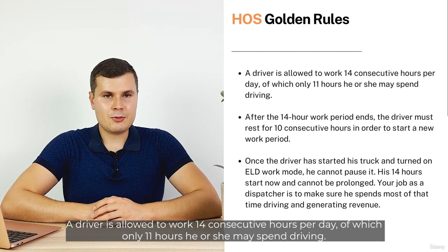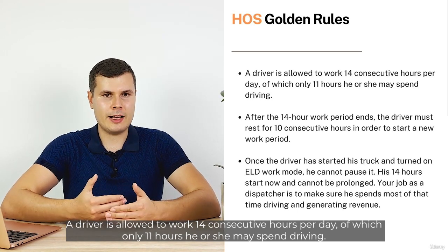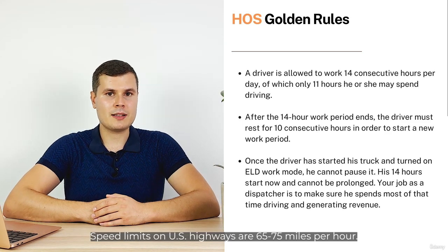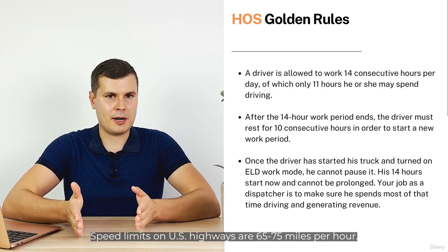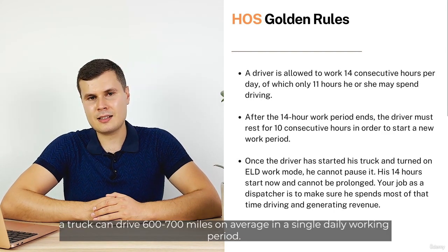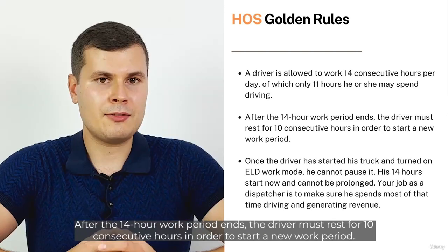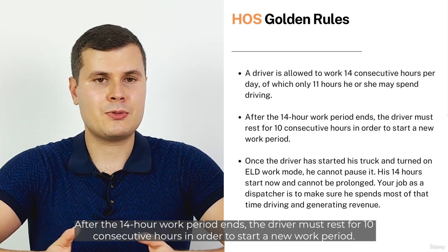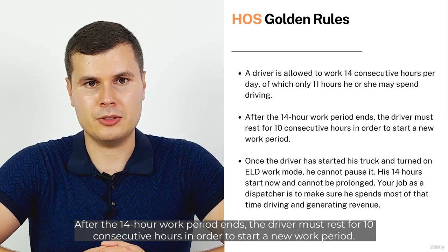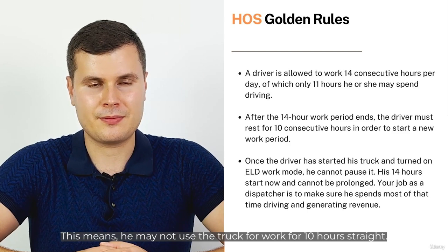Let's go. A driver is allowed to work 14 consecutive hours per day, of which only 11 hours he or she may spend driving. Speed limits on the US highways are 65 to 75 miles per hour. Given an 11-hour driving window, a truck can drive 600 to 700 miles on average in a single working period. After the 14-hour work period ends, the driver must rest for 10 consecutive hours in order to start a new work period. This means he may not use the truck for work for 10 hours straight.